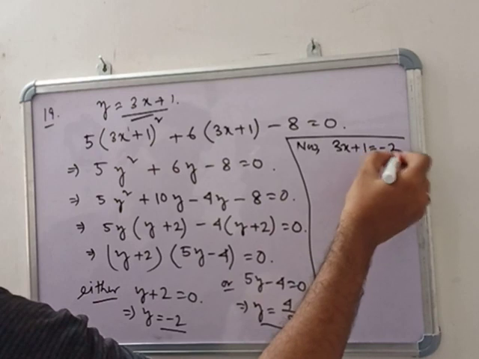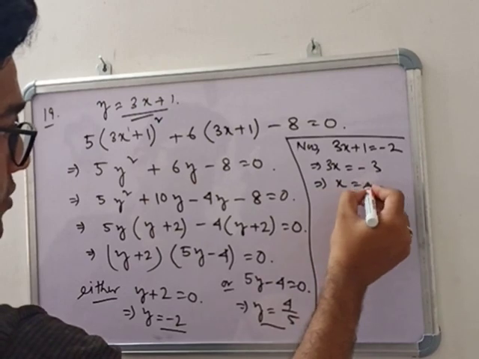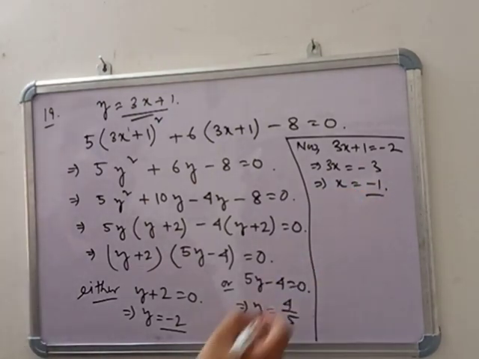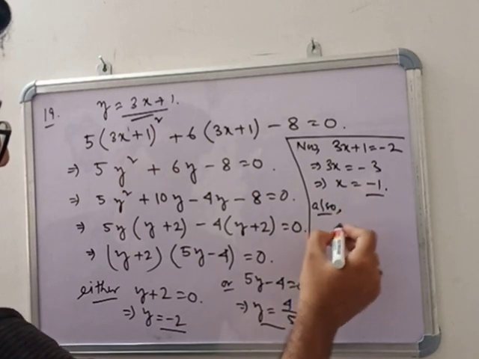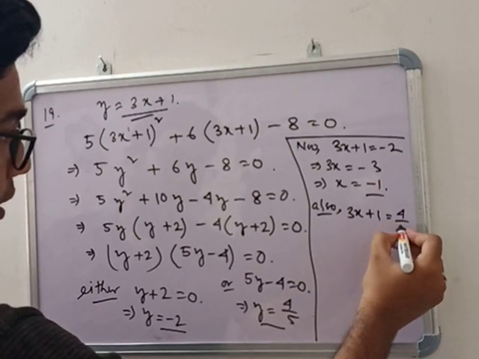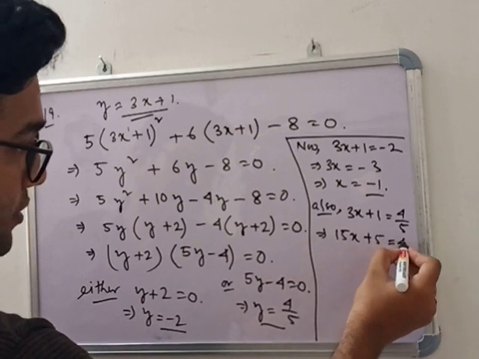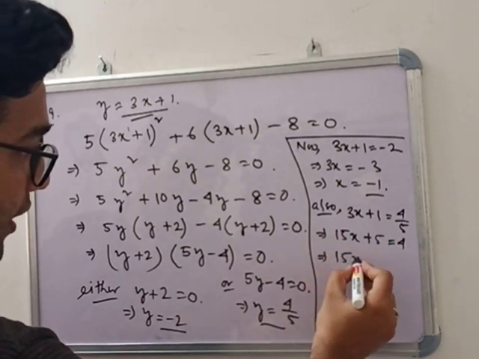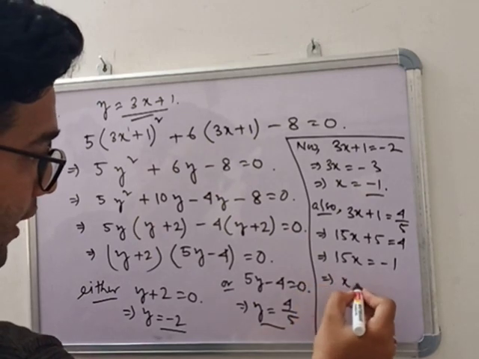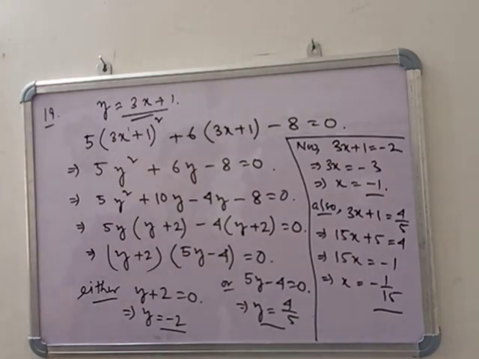Now 3x plus 1 equals minus 2. That means 3x equals minus 3, x equals minus 1. So x equals minus 1. Also, 3x plus 1 equals 4 by 5. That means 15x plus 5 equals 4, 15x equals minus 1, x equals minus 1 by 15. So the values of x are minus 1 and minus 1 by 15. Okay, note it down all of you.